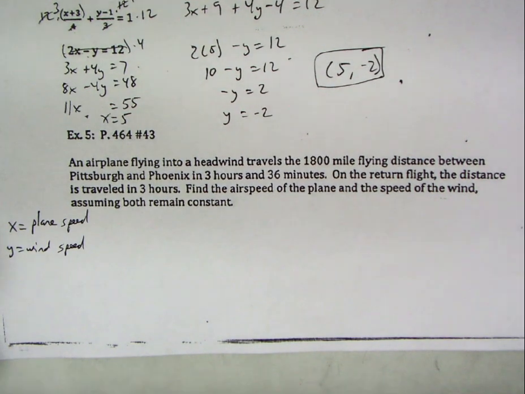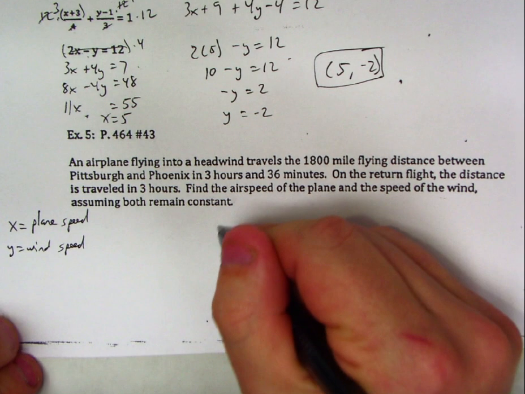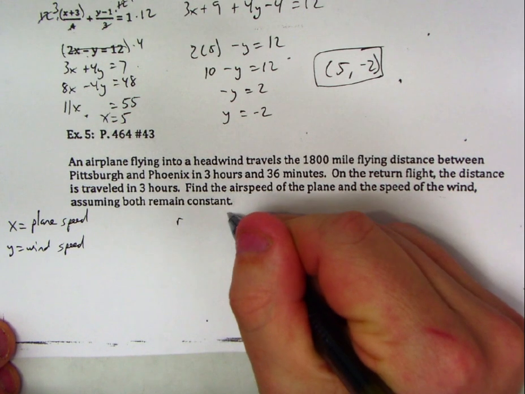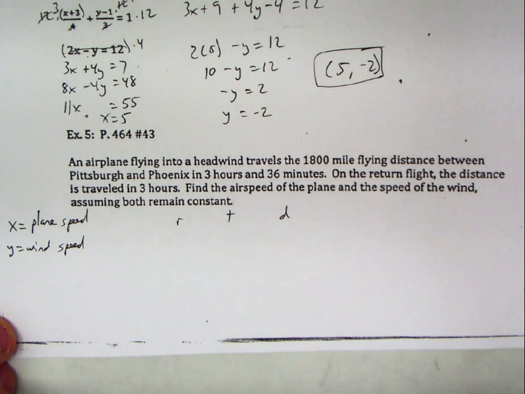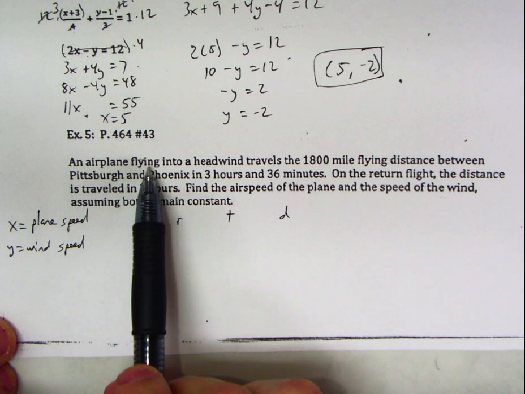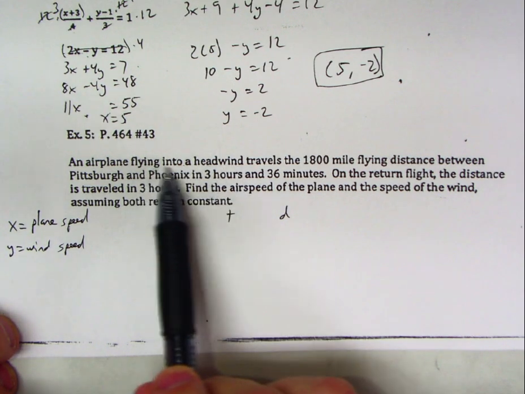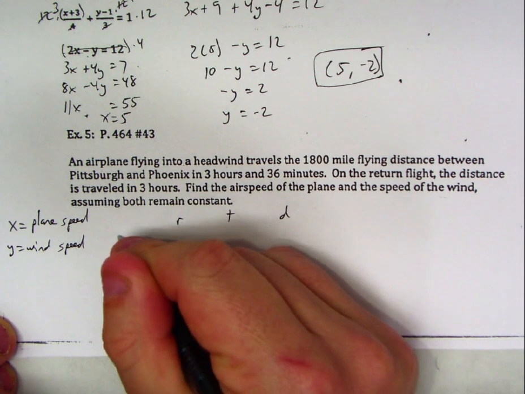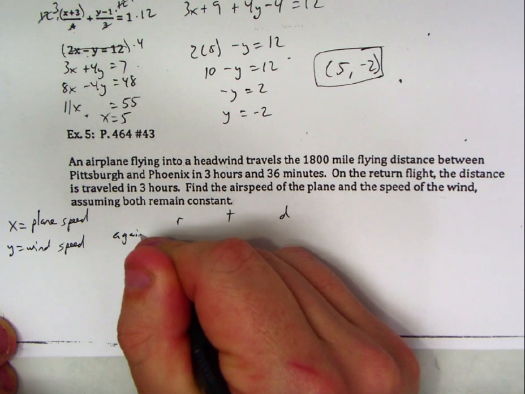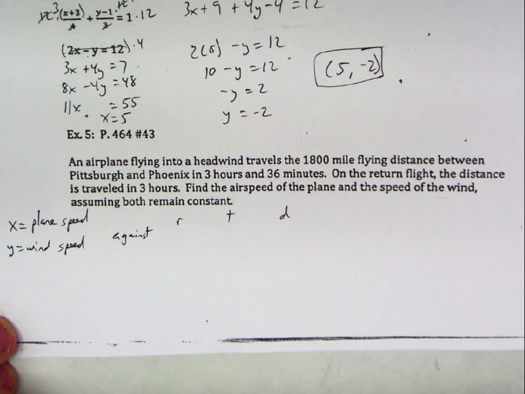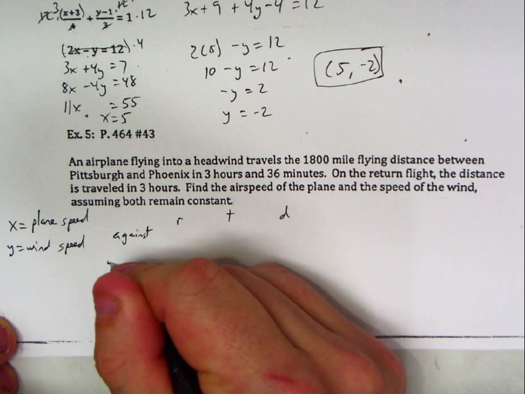Now think back to first semester when we did these. Anytime we're dealing with rate, time, and distance, I highly recommend setting up a little chart, and I'm going to do that here as well. I have rate, I have time, I have distance. It says flying into a headwind. That means going against the wind. The wind is slowing you down. So in the first scenario, we're going against the wind. And then on the return flight, we're going with the wind.